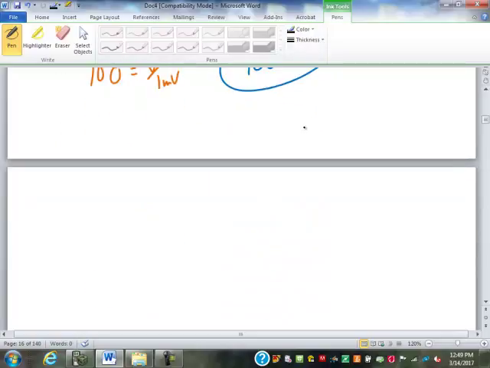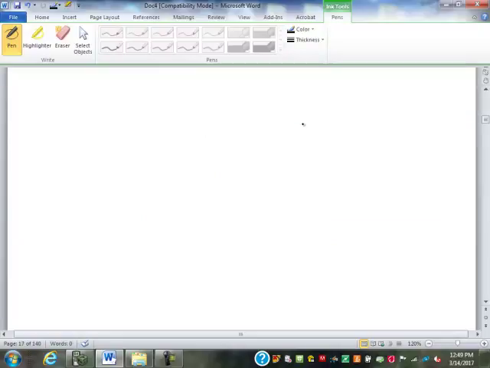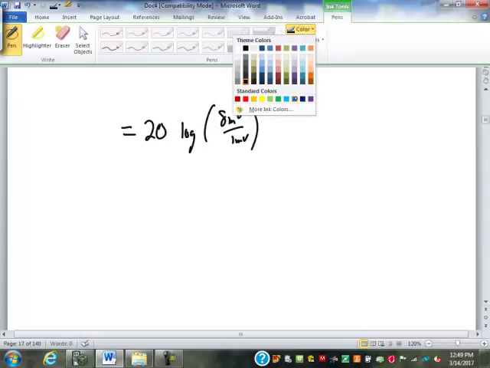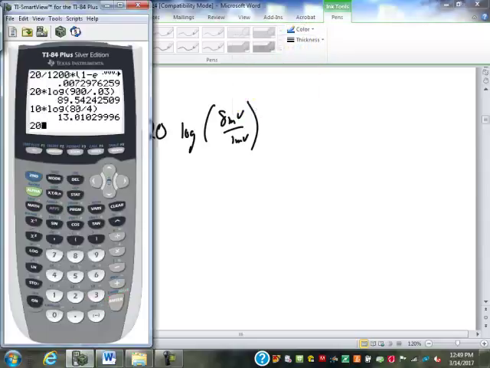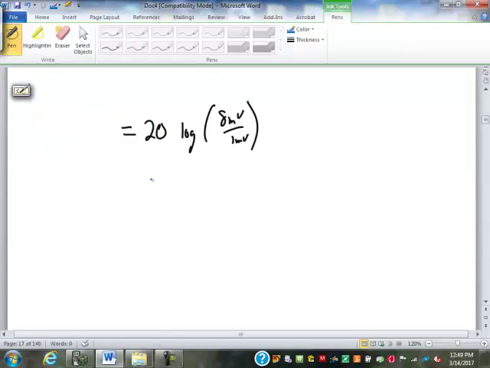Let's look at number 12. What is the power in dBmV for an antenna with a signal of 8 millivolts? So let's do 20 times log of 8 millivolts over 1 millivolt. So that's just going to be 20 times the log of 8, which is 18.06 dBmV.